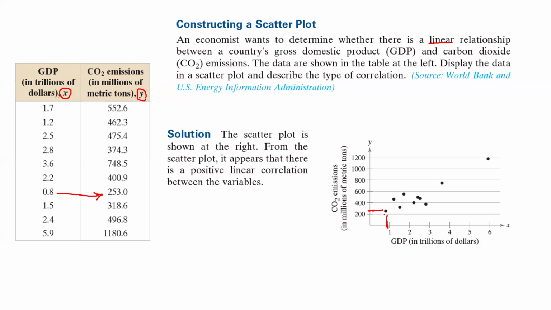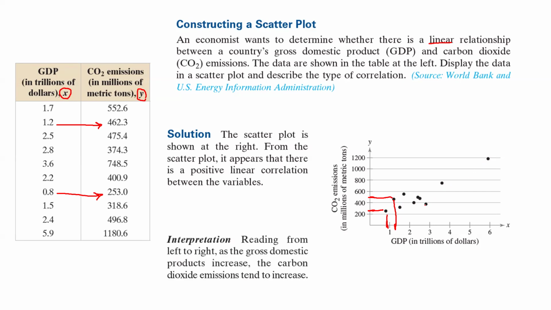The next value after 0.8 seems to be 1.2 with y value 462. So 1.2 is roughly here, and then 462 is roughly here. If you connect these two together, you get your second dot, which is located here. You continue this process and graph the rest of the data.